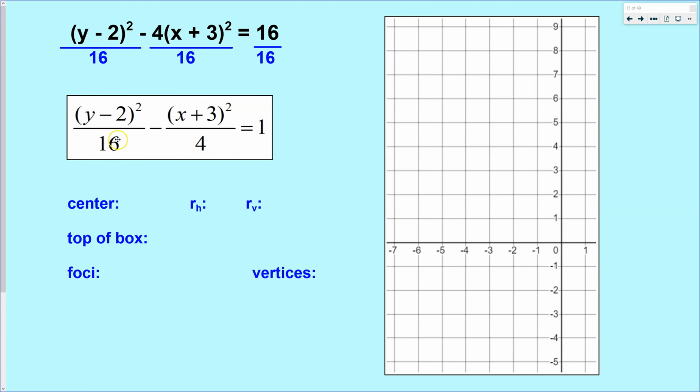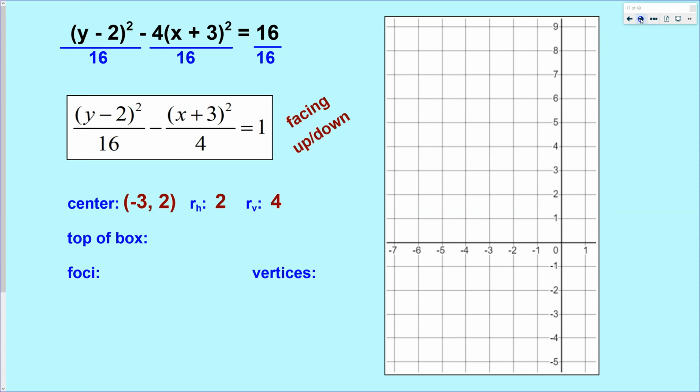So that means we got an up and down facing hyperbola. And from there, we can interpret from this equation most of this information right here. So we have a y-coordinate of 2 for our center, an x-coordinate of -3 for our center. We have a horizontal radius of 2, the square root of 4, and we have a vertical radius of 4, the square root of 16. So we can fill in that information, and as I said before, the y term is positive, so that means this thing is going to be facing up and down.